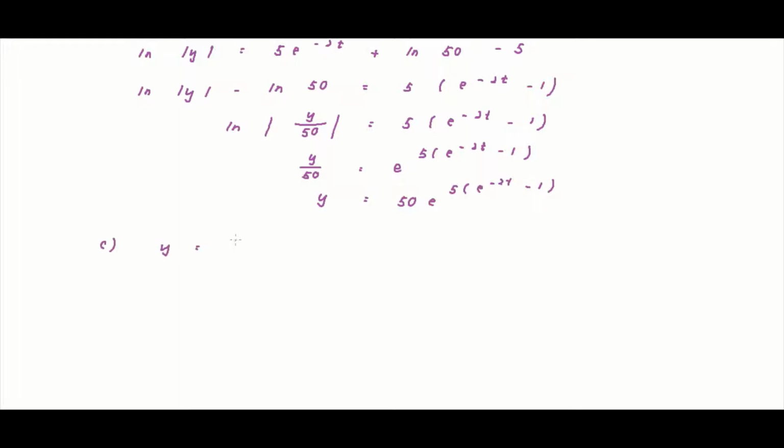Y equal to 50e power 5e minus 2t minus 1. Okay, so can you try to imagine? Now we say that when t gets very large, what does that mean? It means that your t will be approaching infinity. That's the idea, right? t increases and gets nearer and nearer to infinity.